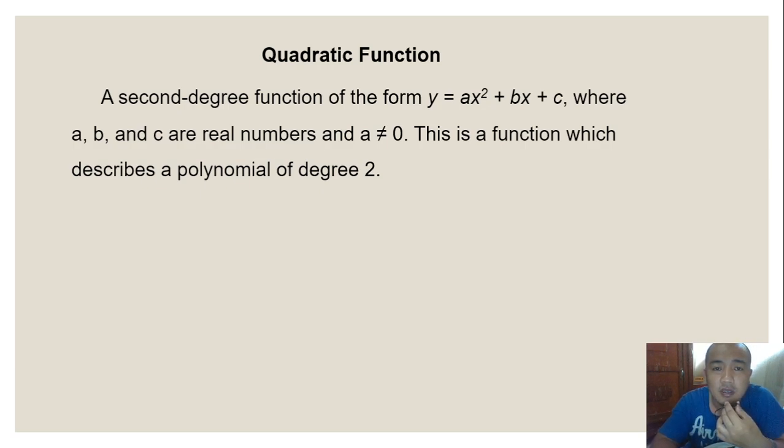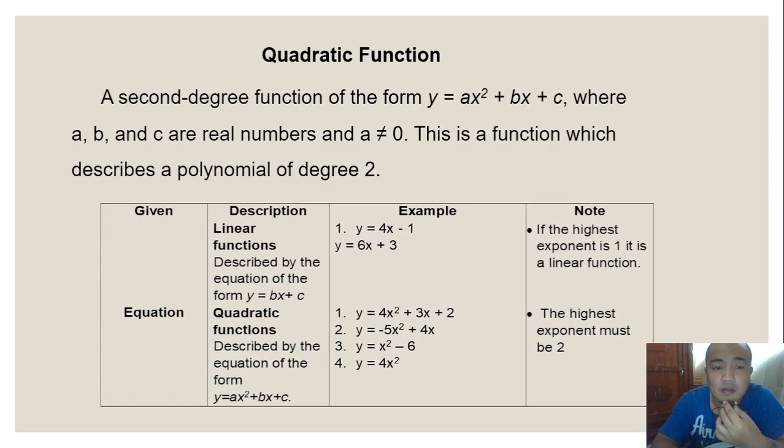Quadratic function. Yes, it is a second degree function of the form y is equal to ax squared plus bx plus c, where a, b, and c are real numbers and a is not equal to 0. This is a function which describes a polynomial of degree 2. We are now trying to differentiate between a linear function and quadratic functions. So when we say linear function, they are described by the equation of the form y is equal to bx plus c or mx plus b. Okay. So example, y is equal to 4x minus 1, y equals 6x plus 3.